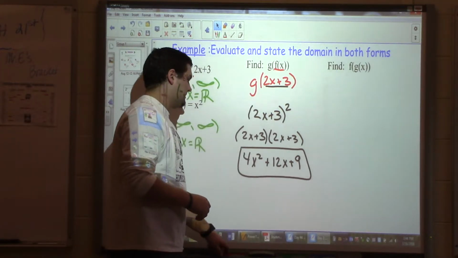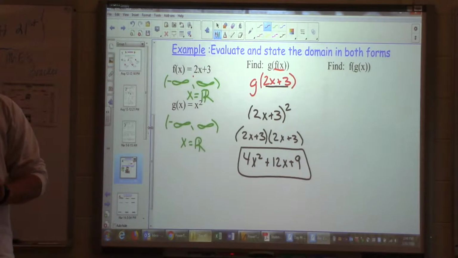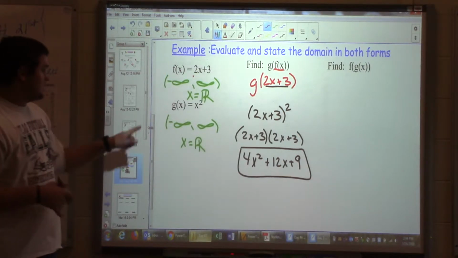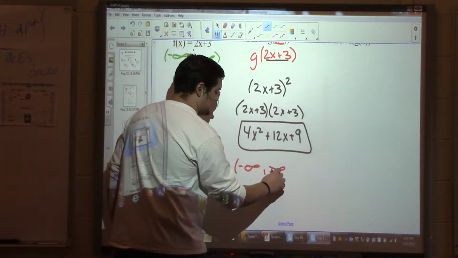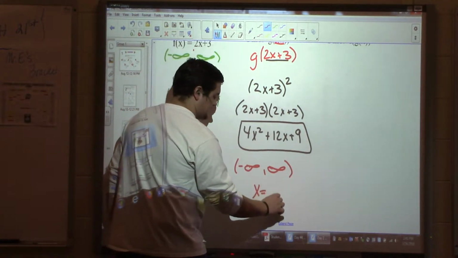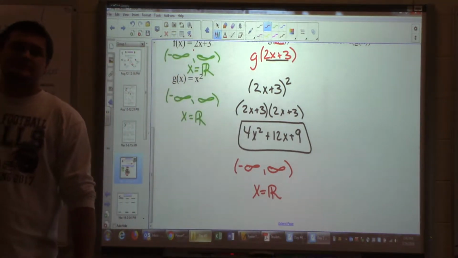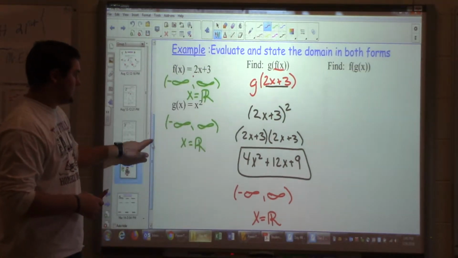So, I'm looking at that. I need to look where I started. Did f or g of x have restrictions? No. Does my new answer have restrictions? No. So my domain is negative infinity, positive infinity. X is in the real number set. That wasn't bad, was it? No. Alright, let's try another one.